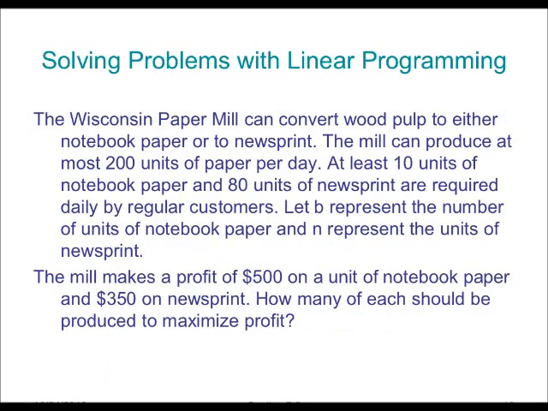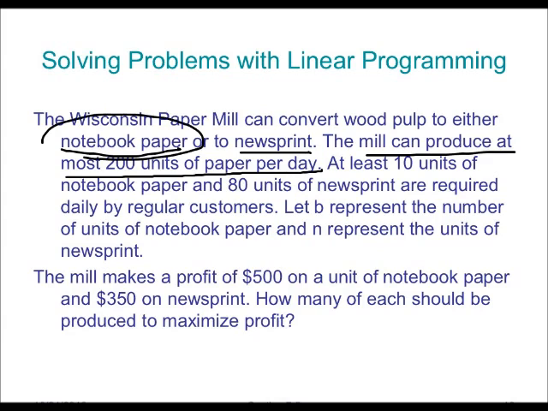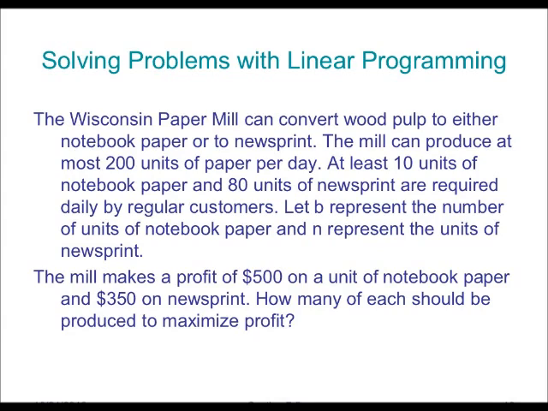The Wisconsin paper mill can convert wood pulp to either notebook paper or to newsprint. The mill can produce at most 200 units of paper per day. That's between the paper and the newsprint. At most means you have to be less than that. So we can do 199, we can do 200, but we cannot do 201 units of paper.